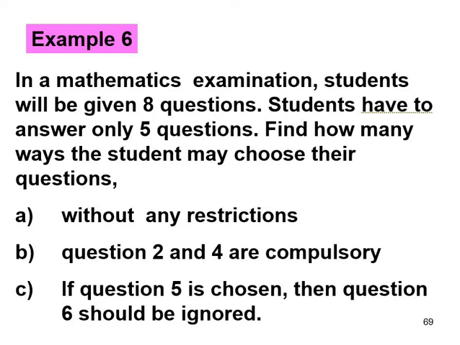So in this video we are going to continue to solve combination problems. Let's look at example 6. In a mathematics examination, students will be given 8 questions. Students have to answer only 5 questions. Find how many ways the student may choose their questions: for A, without any restriction. For B, questions 2 and 4 are compulsory. And for C, if question 5 is chosen, then question 6 should be ignored. So we are going to solve A first.